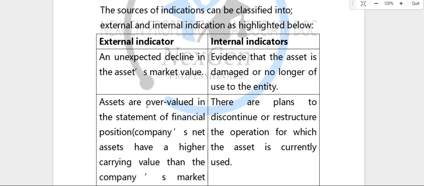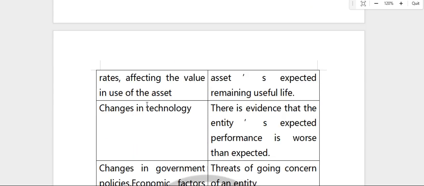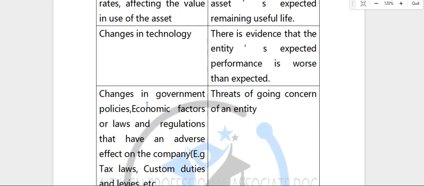Another very good source of indication is when you have an increase in interest rate or an increase in inflation rate. All of these will always lead to impairment of an asset, a reduction in the market value of an asset, that is, an asset being overvalued. Also, changes in technology will lead to a reduction in the value of an asset. Equally, changes in government policy, economic policy, laws and regulations can all lead to the value of an asset declining over time. Those are the external sources of indication that there is actually an impairment.